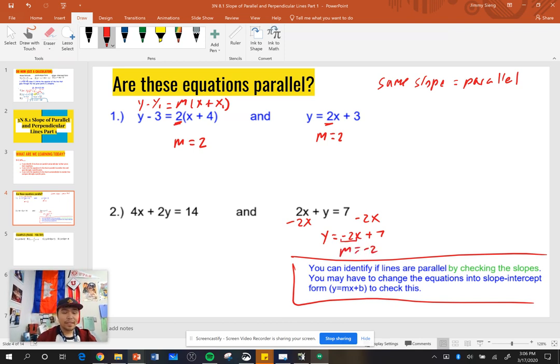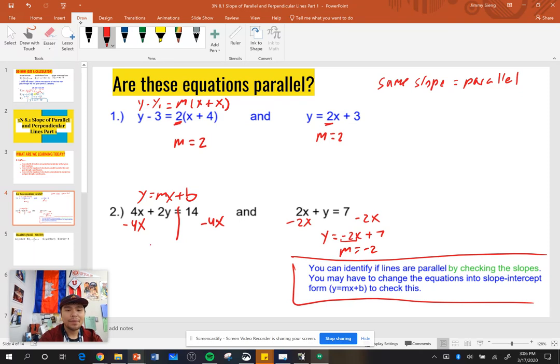Look at the first one. It's a little bit harder, but same thing. I need to get this into y equals mx plus b, okay? Remember, to do that, I need to first solve and get y by itself. So you should understand that you need to subtract 4x to both sides, right? You do that, you get 2y on the left. On the right side, you get negative 4x plus 14.